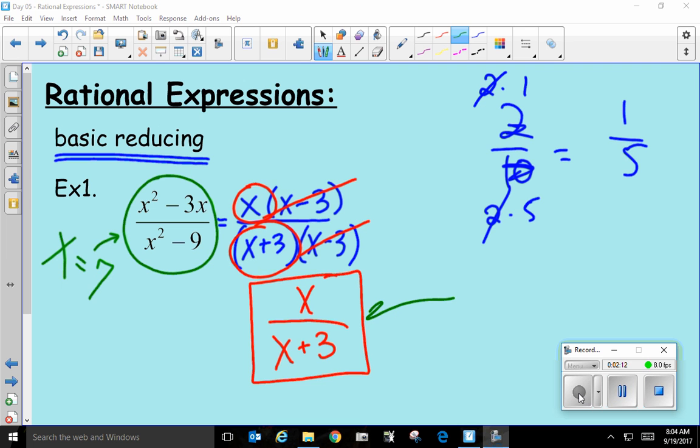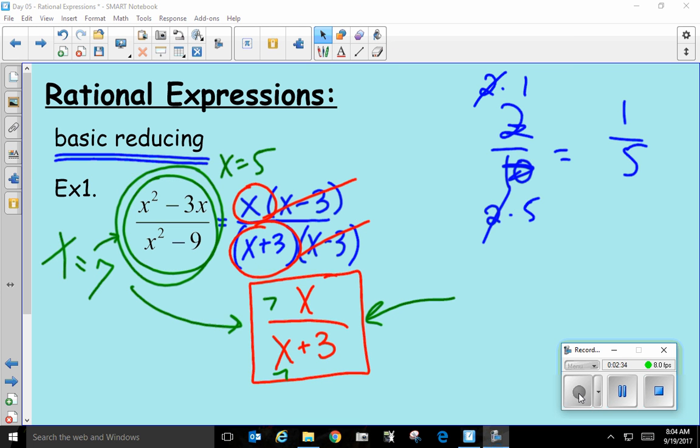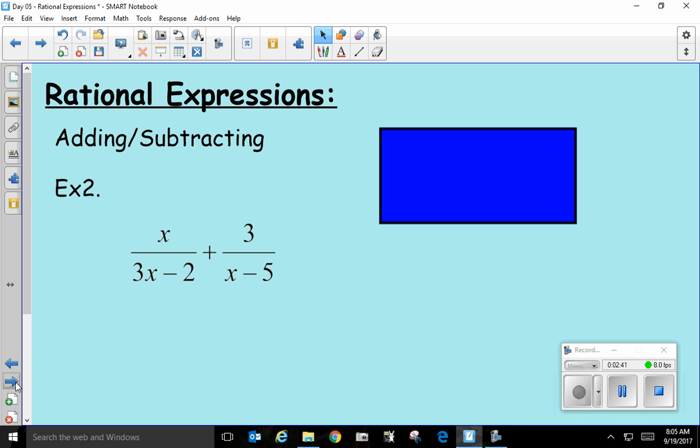Do you want to know how I figured that out so quickly? This is the same thing, just a reduced version of it. It'd be the same thing as if I threw a 7 in here: 7 over 7 plus 3, 7/10. Don't forget. So if we had x equal to 5, what would it be? 5/8. Bam. Why do all that hard work when you don't have to? Questions? It's simple stuff.